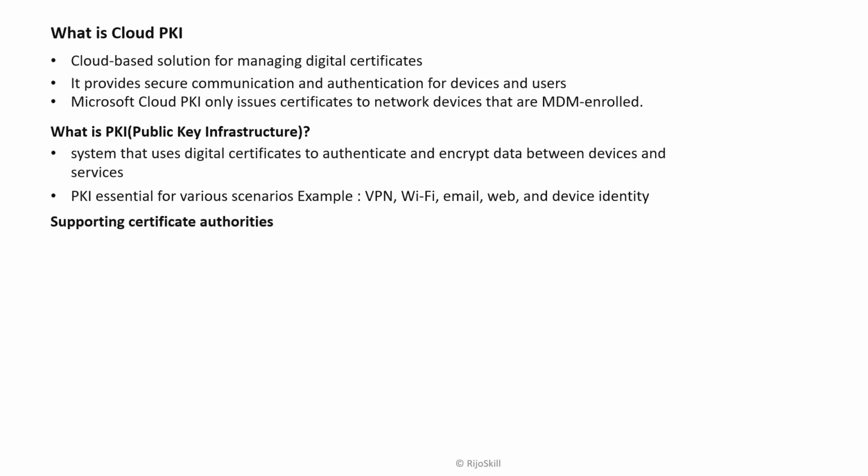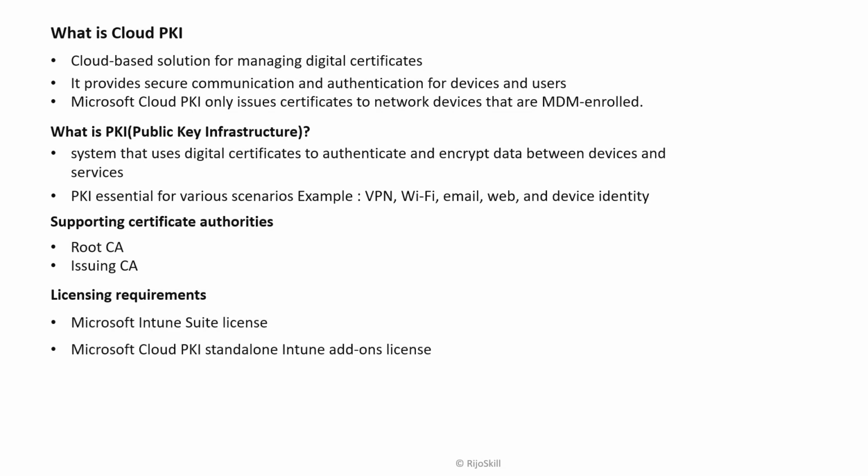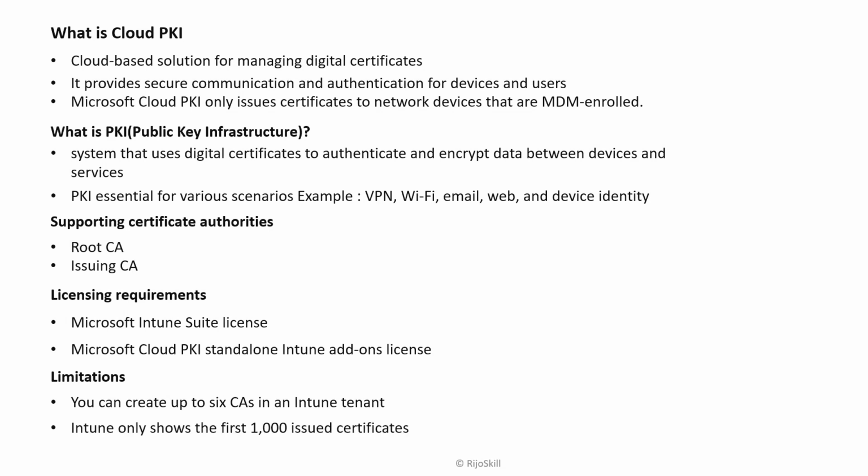Cloud PKI supports certificate authorities: a root CA and an issuing CA. Both certificates are supported by Cloud PKI. The license requirement is a Microsoft Intune Suite license or the Microsoft Cloud PKI standalone Intune add-on license. And what is the limitation? You can create up to 6 CAs in one Intune tenant, and the Intune tenant only shows the first 100 issued certificates. So now you understand what Cloud PKI is, its limitations, license requirements, and supported certificate authorities. Next we will discuss the benefit over traditional on-premises.